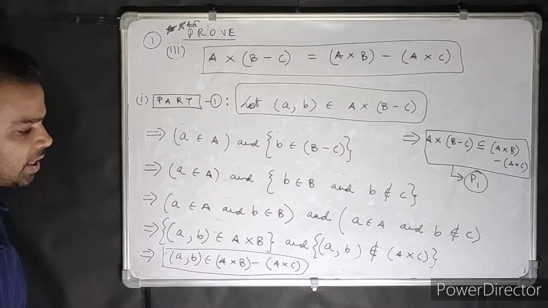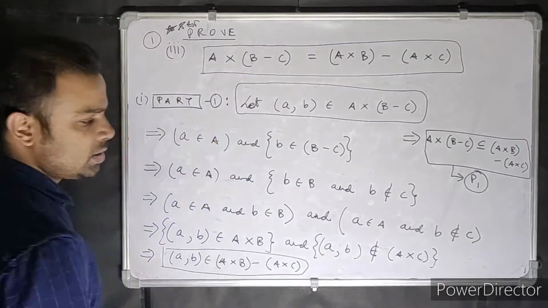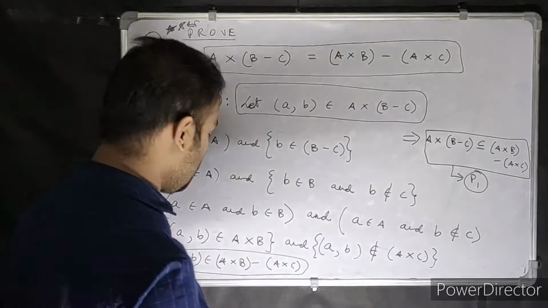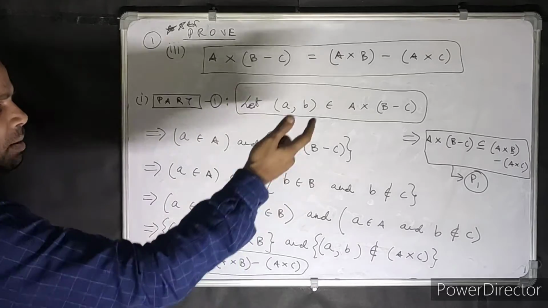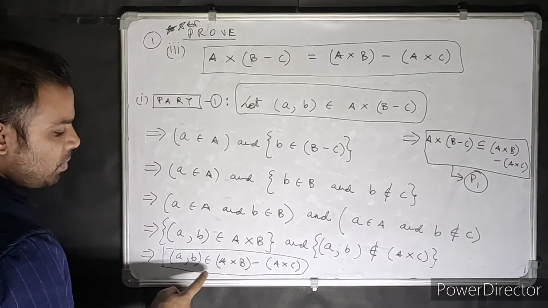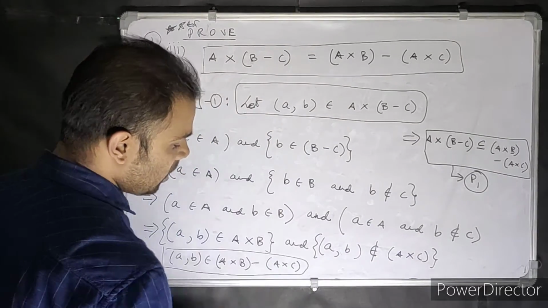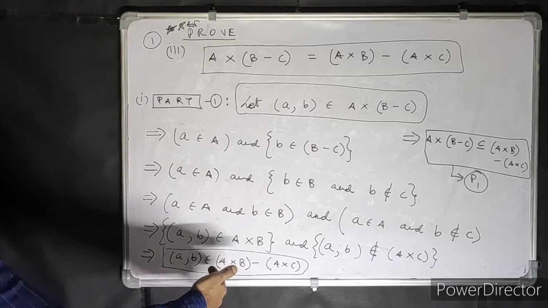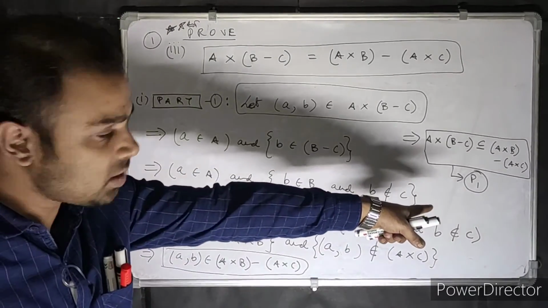From here we got a coordinate. A comma B belongs to set A cross B. From here A comma B does not belong to set A cross C. I explained this in the theorem also. You all can check. Now A comma B belongs to A cross B, with numbers I have explained. Okay, so you can understand what I have done. So A comma B belongs to A cross B minus A cross C. That means belongs to A cross B but does not belong to A cross C. So now that has become the subset.